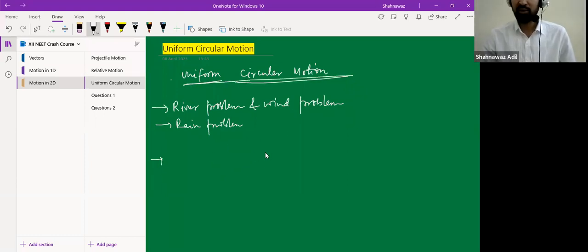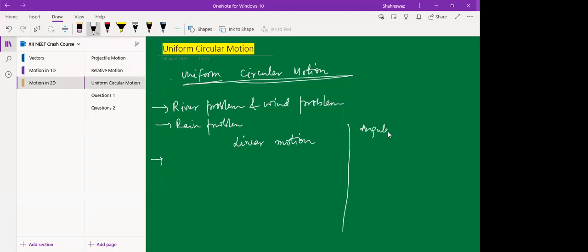So analogous to linear motion. So linear motion had what? The displacement, right? And you had velocity. And you had what? You had acceleration, A, right? So this was linear acceleration, right?